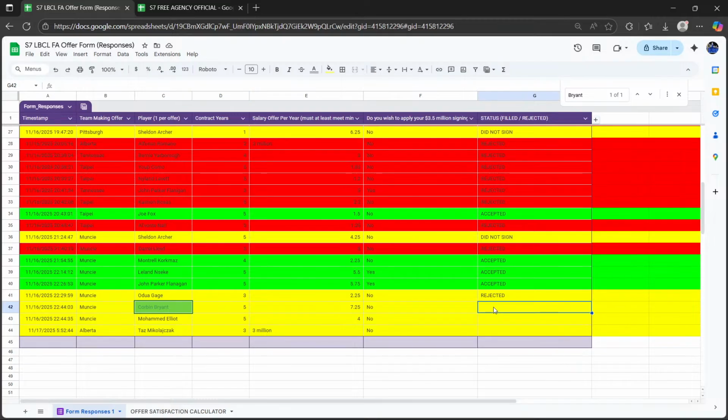I just credited Muncie with the amount of wins that they had in the season before this free agency as the calculation for how their winner rating would come out, and winner ratings got quotes around it.